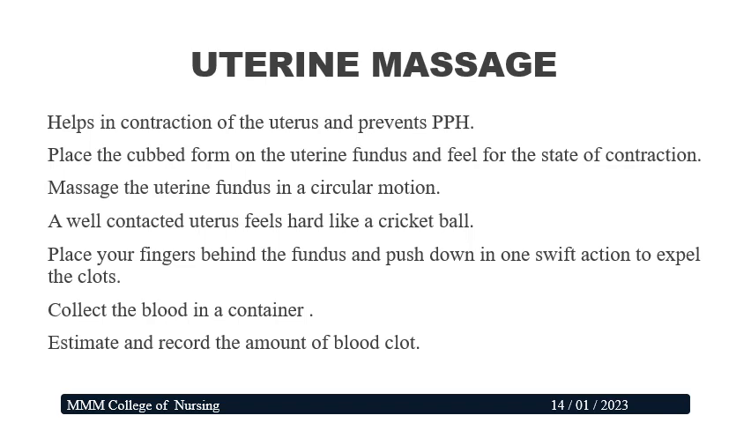Next is uterine massage. You will have to do the uterine massage even after the placenta is expelled because this will prevent PPH. Place the cupped form of your hand on the uterine fundus and feel for the state of contraction. Massage the uterine fundus in a circular motion. A well contracted uterus feels like a hard cricket ball. Place your finger behind the fundus and push down in one swift action to expel the clots and collect the blood in a container. Estimate and record the amount of blood loss.